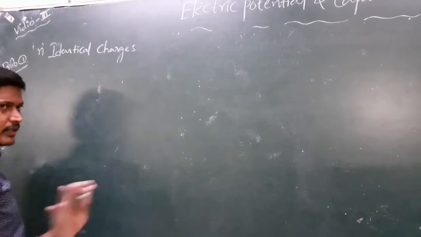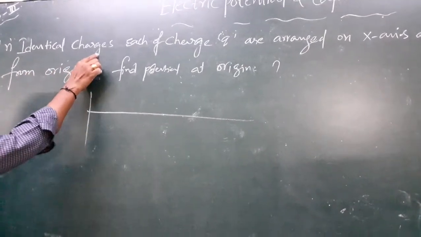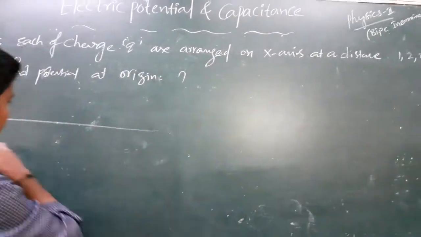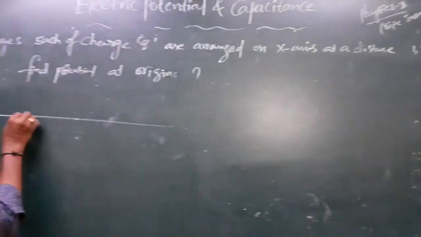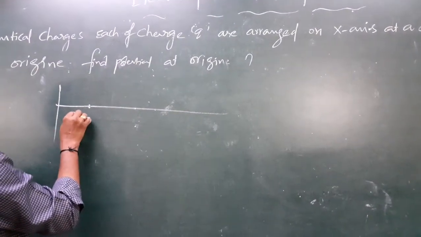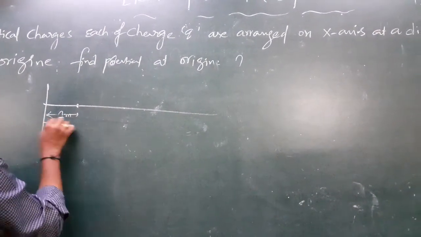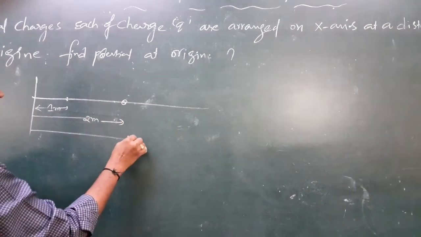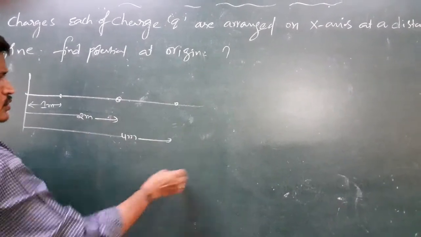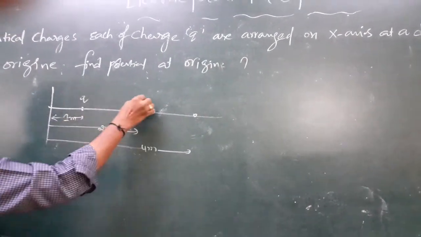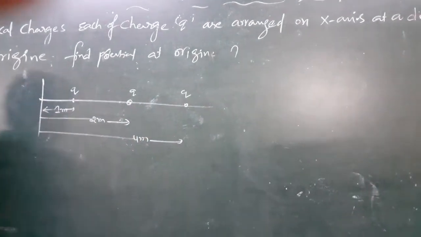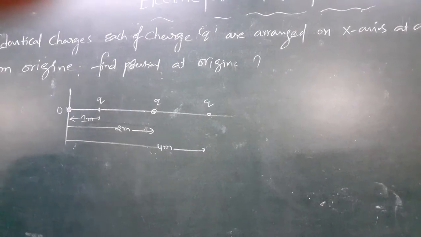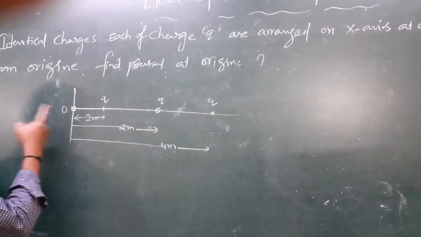Next, identical charges, each of charge q, are arranged on the x-axis at distances of 1 meter, next 2 meters, next 3 meters, 4 meters, and so on. This is charge q, charge q, charge q. So find the potential at the origin. This is O, the origin. Then find the potential at this origin.